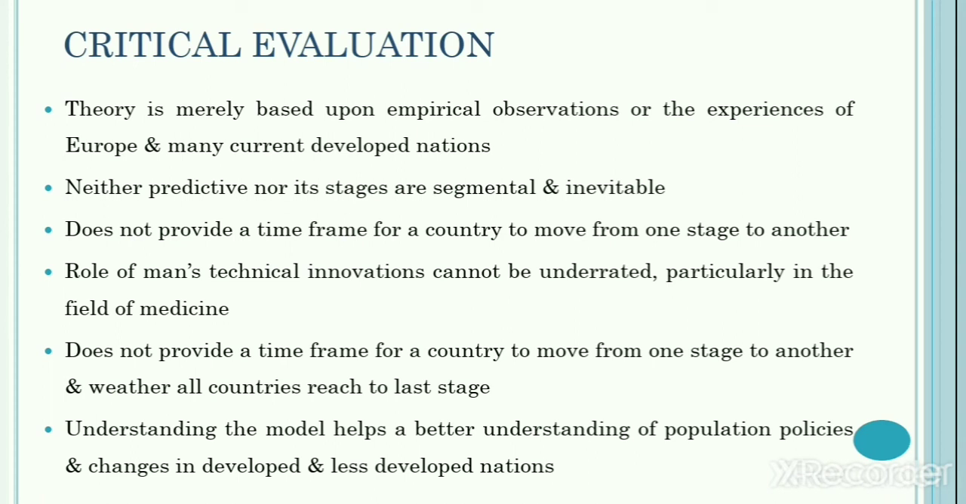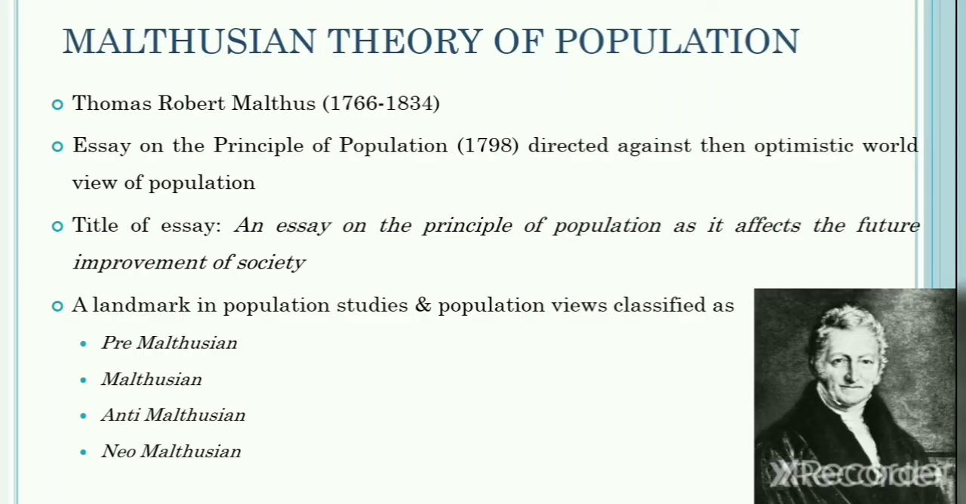Although, an understanding of this model will help us to better understand the population policies and changes in the developed and less developed countries around the world. Now, you can find similar models with modified versions including 4 or even 5 stages that I have mentioned about Haggett in the year 1975. Now, let's look into the Malthusian theory of population.